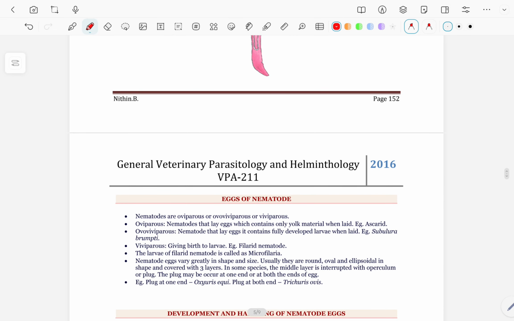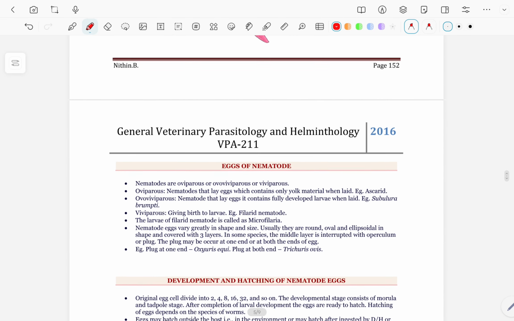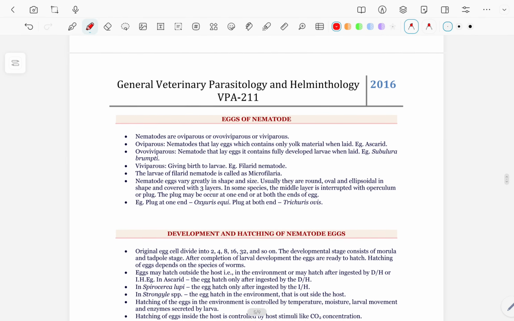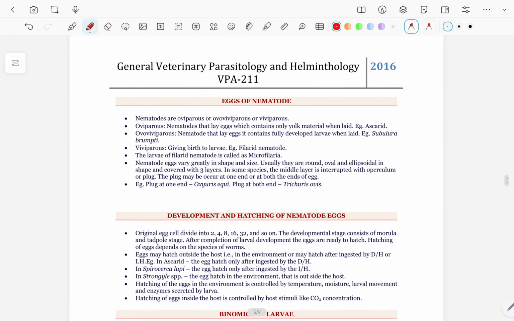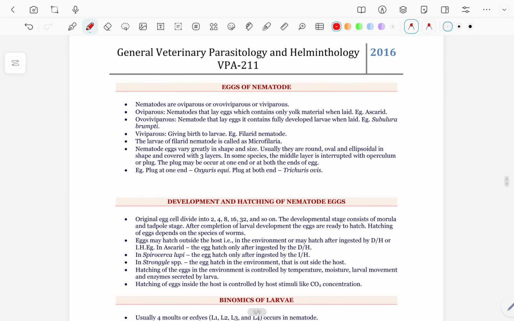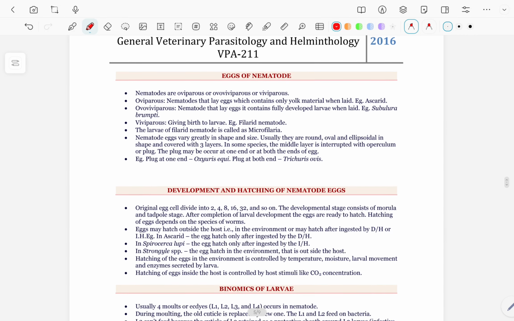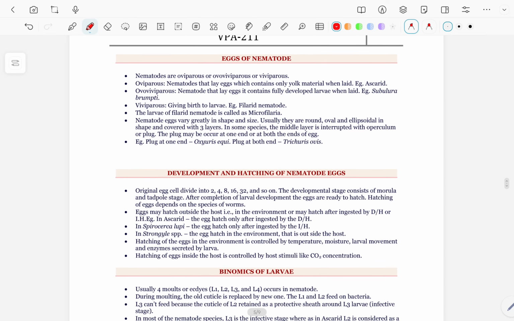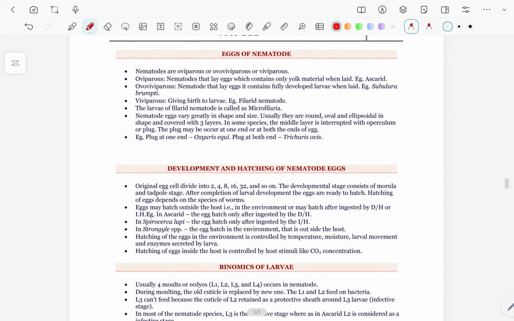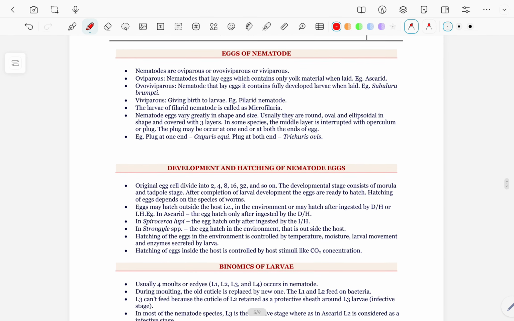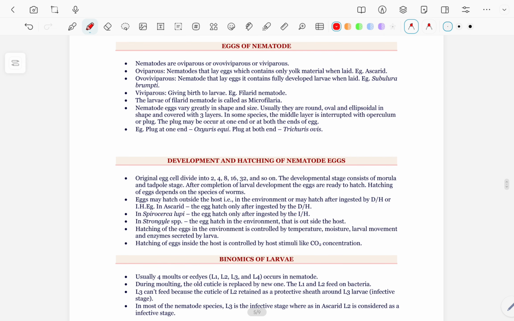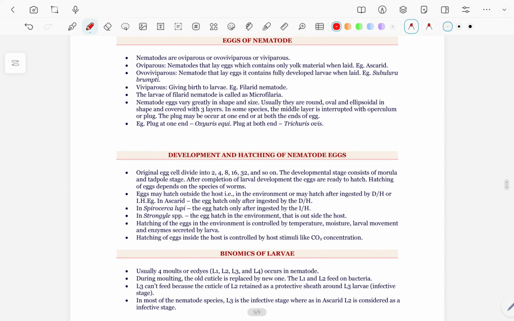Eggs of nematodes. Nematodes are oviparous or viviparous. Oviparous nematodes lay eggs which contain only yolk material when laid. Example: Ascarid. Some oviparous nematodes lay eggs which contain fully developed larvae when laid. Example: Subulura brumpti. Viviparous nematodes give birth to larvae. Example: Filariid nematode. The larva of Filariid nematode is called microfilaria.